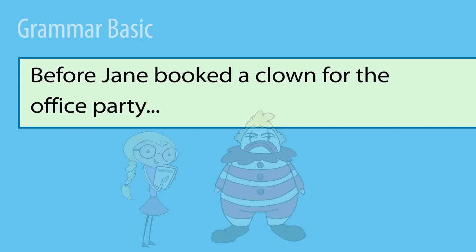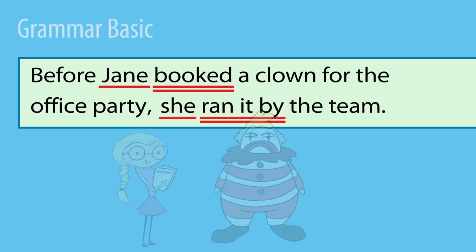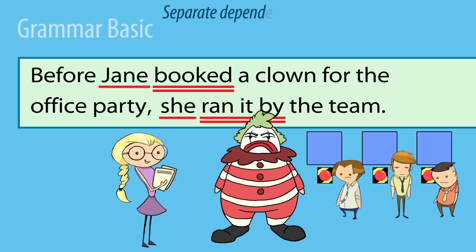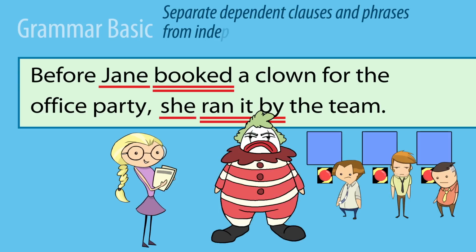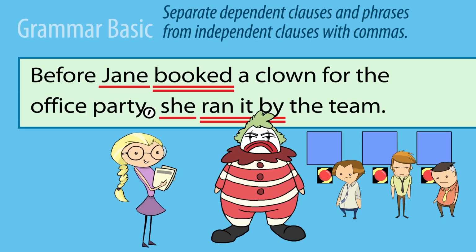Here's a sentence that has both a dependent clause and an independent clause. Before Jane booked a clown for the office party, she ran it by the team. We need to know all this because we separate dependent clauses and phrases from independent clauses with commas. Without a comma, this sentence would be punctuated incorrectly. Remember to use commas to separate dependent clauses and phrases from independent clauses.